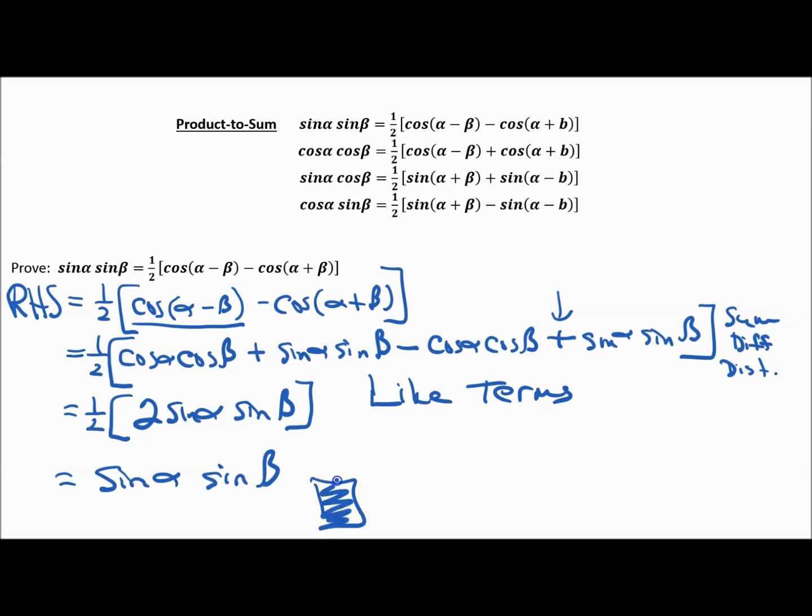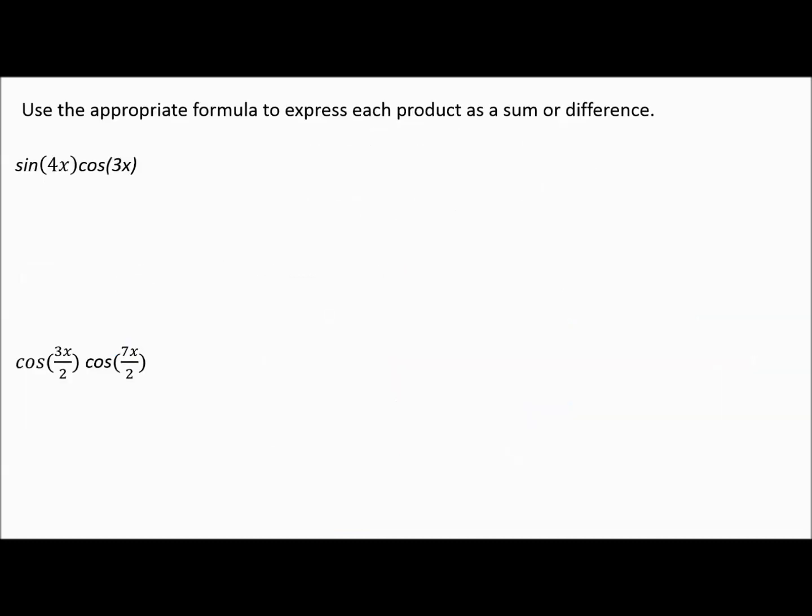So that last step there is I just multiplied 1/2 times 2, and there we are. So we got the right hand side to match the left hand side, and I promise you, if you work with the right hand side of any of these, you will easily come up with the left hand side, simply verifying an identity.